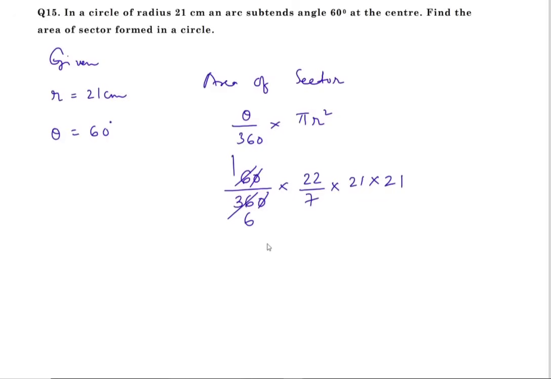Now what I get is 1 by 6, that is 2 threes are 2, 2 elevens are. What is 3 ones are 3, 3 sevens are. 7 and 7 will cancel. What you get? 11 into 21. Multiply 11 into 21, we get 231 centimeter square. This is the area of sector.